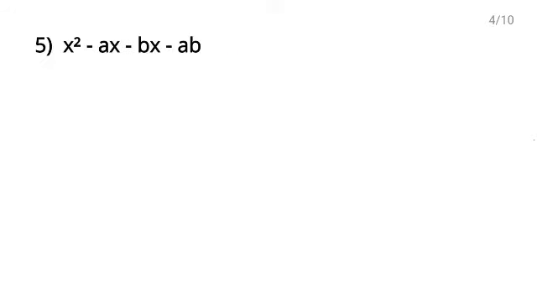In question number 5 we have x square minus ax minus bx minus ab. Students, make it plus ab. Also correct it in your book. Now from the first two terms you can take x common. So take here x.